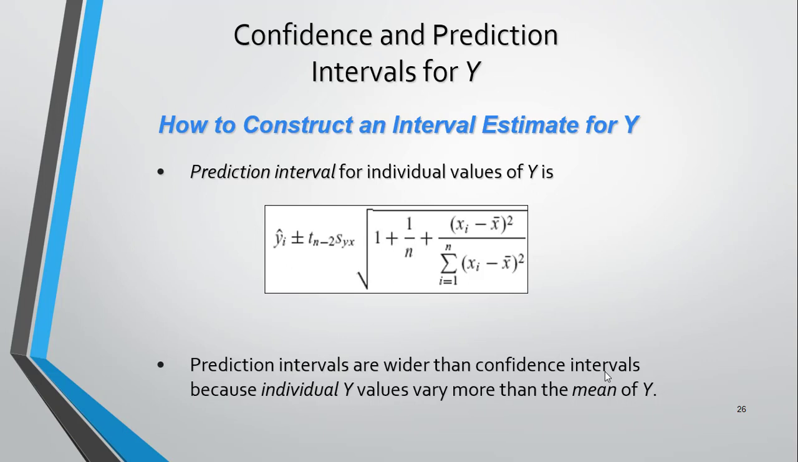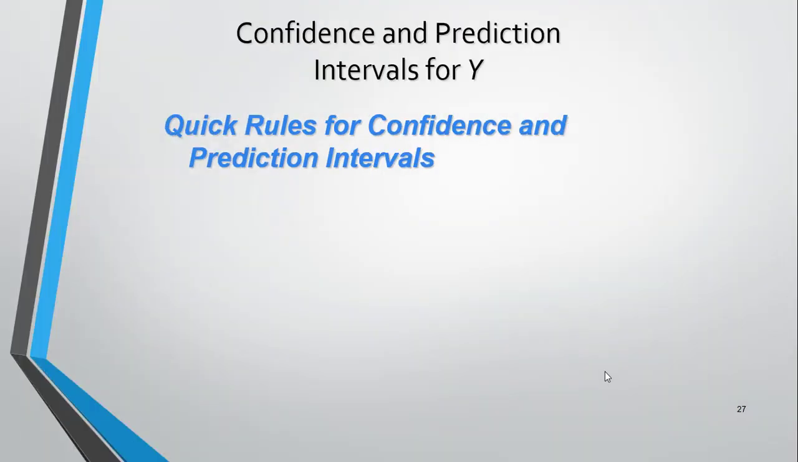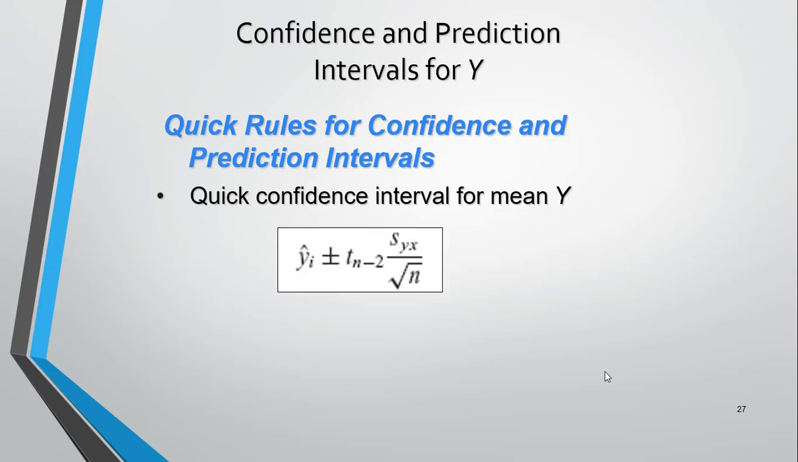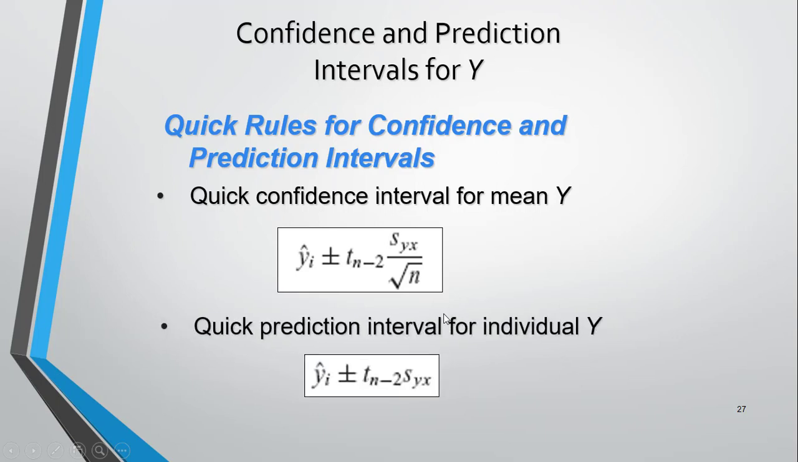Interval estimate for y here. I'm going to let you skip that. You can use a quick rule for confidence and prediction intervals instead of using the full equation. The quick confidence interval for y is simply t times s, the standard error, over the square root of n. You can use that for an interval estimate. The quick prediction interval for an individual y is this. This is for mean y. This is for individual y.